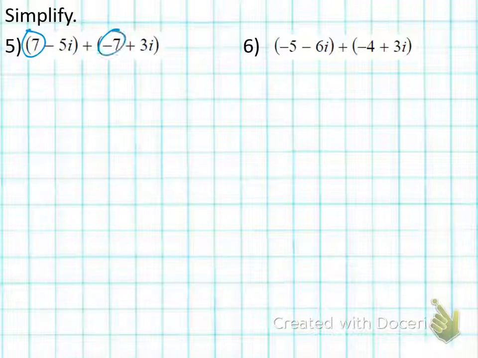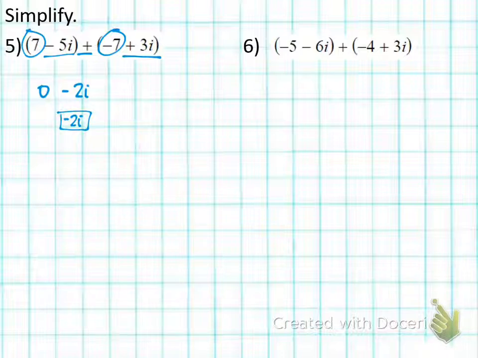We got 7, and we know 7's a real number. We know negative 7's a real number, and we have the plus sign in the middle. So 7 plus negative 7 is 0, right? Would you all agree? And then negative 5i is an imaginary number plus 3i is an imaginary number. So negative 5 plus 3 is negative 2i. So that would be your answer. It'd be 0 minus 2i, or you could simply put negative 2i. That's not hard. We're going to work on this again tomorrow.